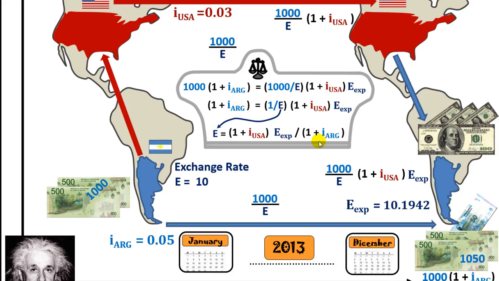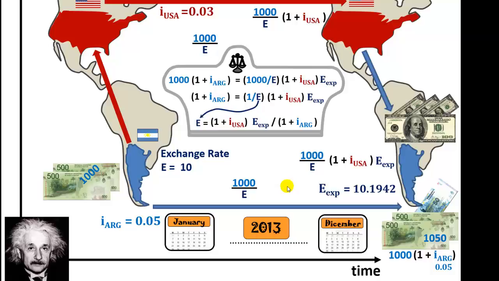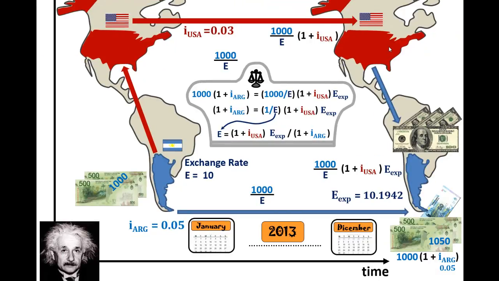And finally, the interest in Argentina, the local interest, is in inverse relation. Because this is dividing this expression, if the interest rate in Argentina goes down, then the exchange rate goes up. And this makes sense because if the interest rate in Argentina goes down, then I will get less money traveling through time. It will be more convenient to do this journey if the rest of the values remain the same. So let's see this with numbers in the simulator.